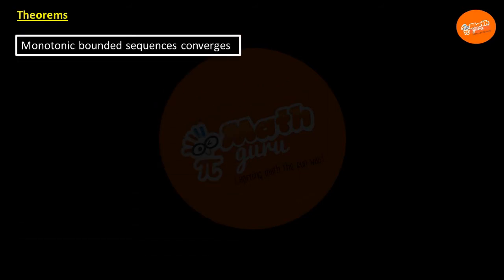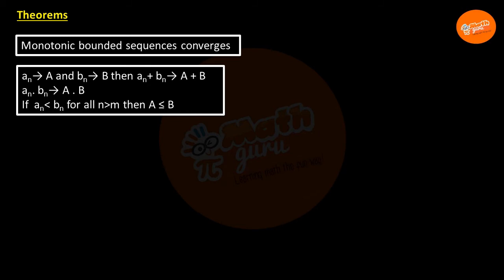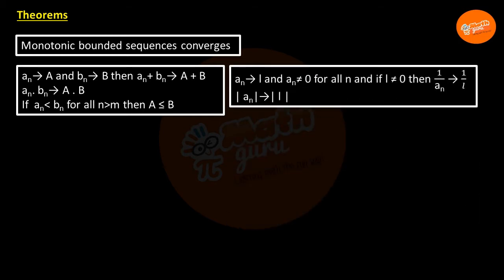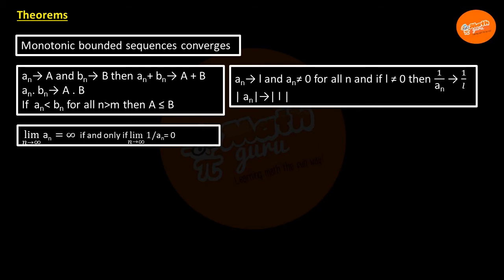A monotonic bounded sequence converges. If a_n tends to a and b_n tends to b, then a_n plus b_n tends to a plus b, and a_n dot b_n tends to a dot b. If a_n is less than or equal to b_n for all n greater than m, then a is less than or equal to b. If limit a_n equals L and a_n is not equal to 0 for all n, and if L is not equal to 0, then 1 by a_n tends to 1 by L, and mod a_n tends to mod L. Limit n tends to infinity, a_n equals infinity if and only if limit n tends to infinity, 1 by a_n equals 0.